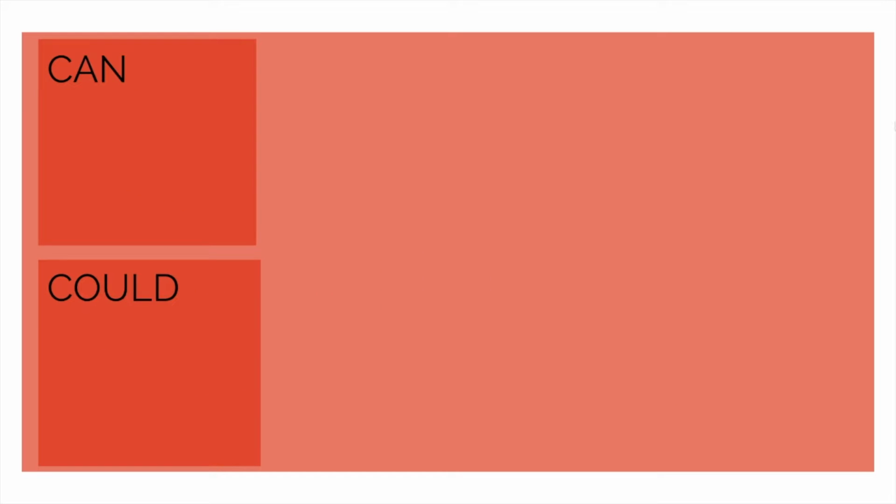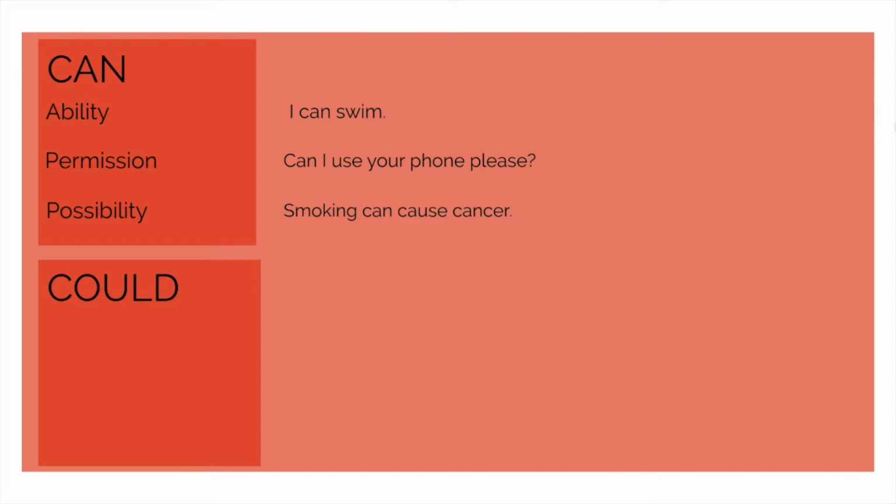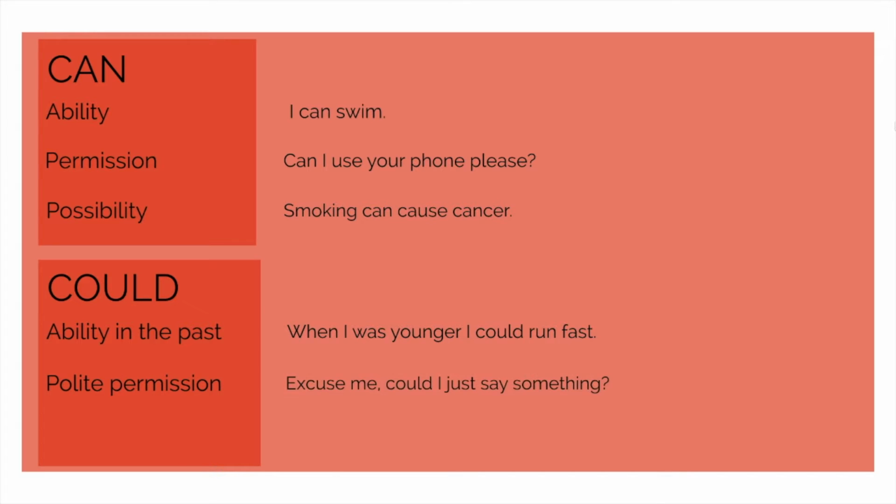Can and could can both express different things as well. Can express ability. I can swim. Permission. Can I use your phone, please? Or possibility. Smoking can cause cancer. Could can express ability in the past. When I was younger, I could run fast. Polite permission. Excuse me, could I just say something? Or possibility. It could rain tomorrow.